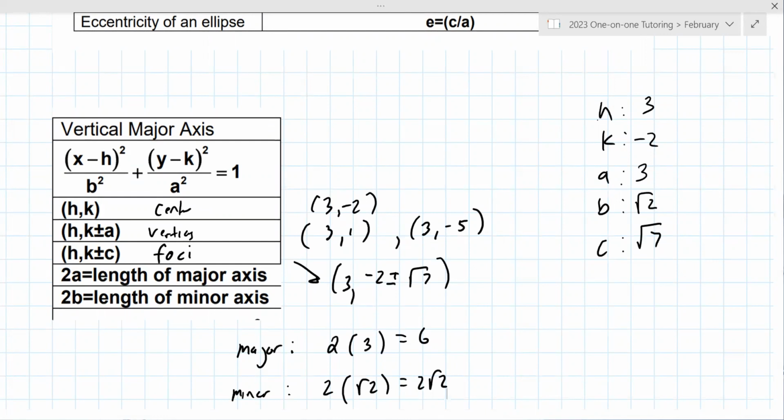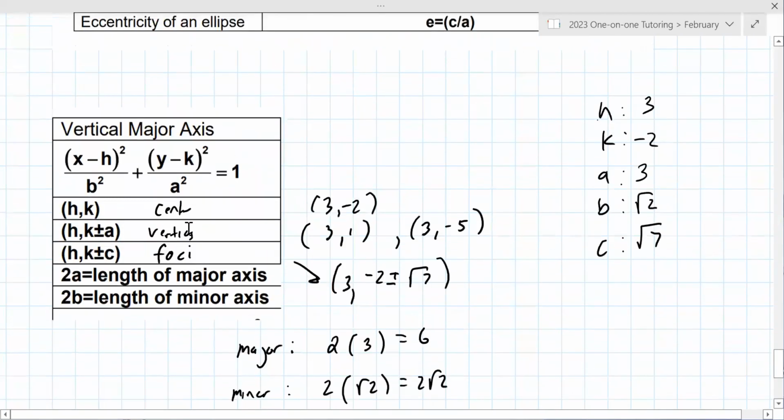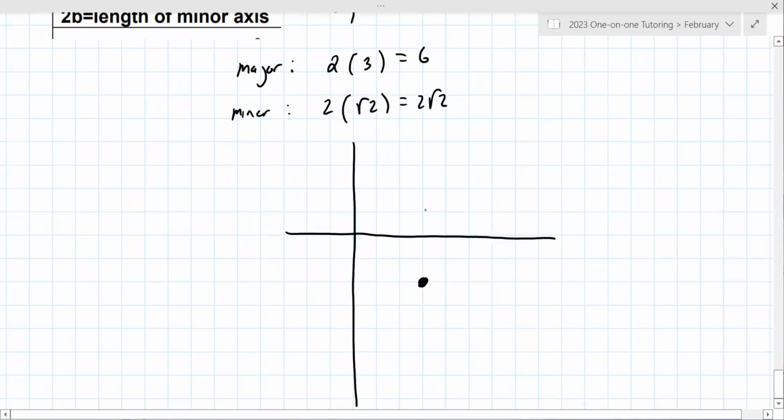Okay, I'm good. All right, so (3, -2) is not a good place for that. Let's go right there. (3, -2) is right there. Okay. So now the vertices come next. So (3, 1) and (3, -5).